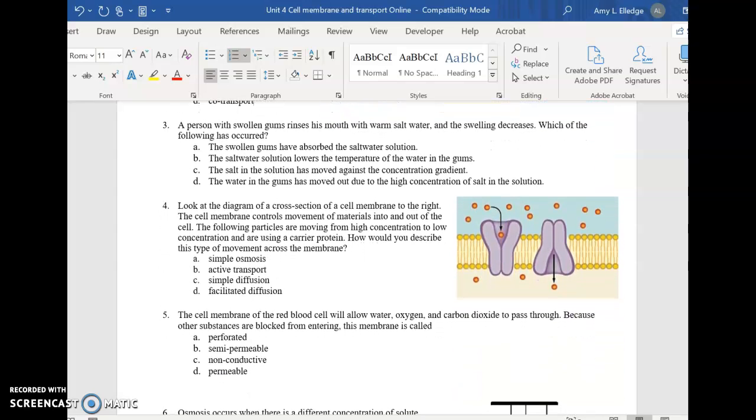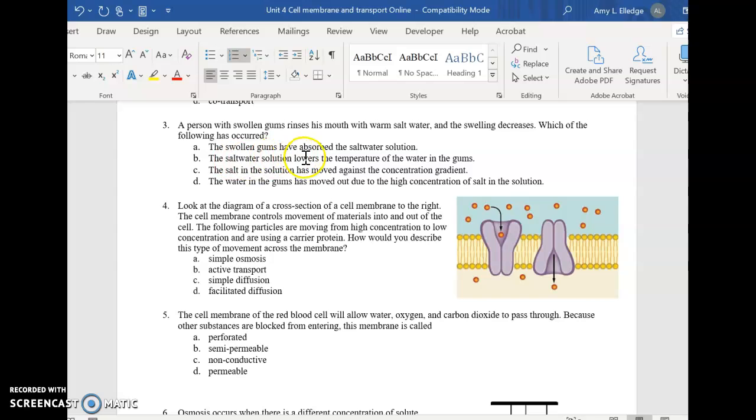All right, a person with swollen gums rinses his mouth with warm water, and the swelling decreases. So that means that water is leaving our cell, right? If it's leaving our cell, it's going out into the solution. That means, if it's leaving the cells and going out in the solution, the solution must be hypertonic, must have some stuff. So are your gums absorbing the salt water? No, that's ridiculous. That would make them swell more.